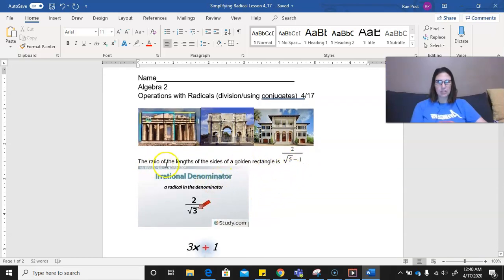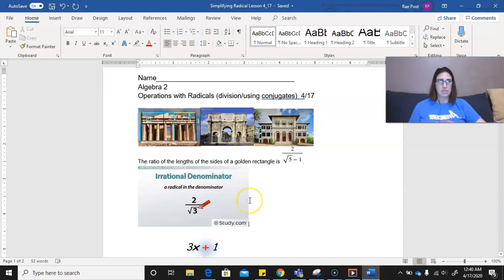So the ratio of the lengths of the sides of a golden rectangle is 2 over the square root of 5 minus 1. All right, so you have a radical in the denominator. You know the rules say you cannot have a radical in the denominator. Based on the lesson you did on Tuesday, the quotient property of radicals, you know you're not allowed to. So you had to rationalize the denominator.